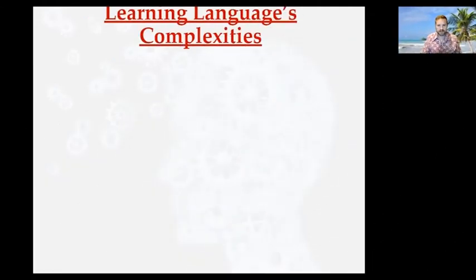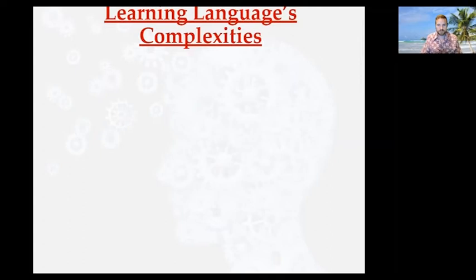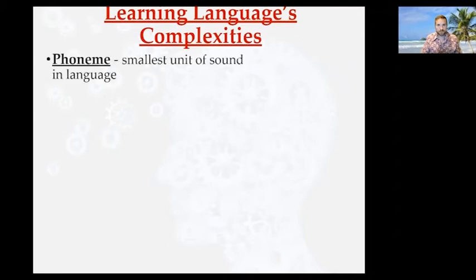How do we learn the complexity of language? There's a couple different theories as to how we learn the complexities of language. In order to understand language, the first thing you need to understand is what a phoneme is. A phoneme is the smallest unit of sound in a language. So basically the sounds that the English alphabet makes and how letters sound when they're combined with each other and so on and so forth.